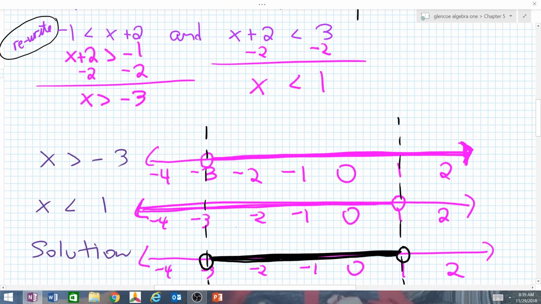Okay, and now let's see if you guys can write the solution in set builder notation. So draw your set builders. -3 goes on the left, +1 goes on the right. Your variable x is in the middle, and then determine your signs. We should be in great shape.